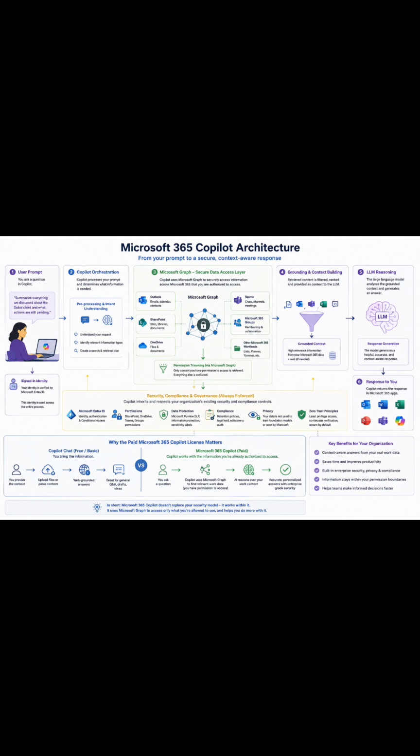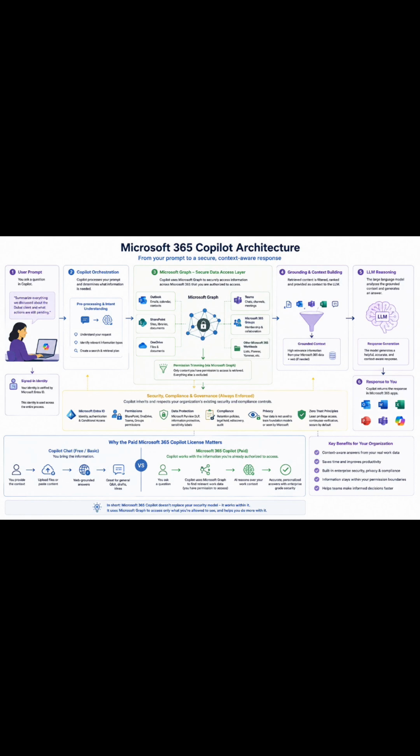Step 2, Copilot orchestration. Before it does anything else, Copilot processes your prompts. It tries to understand your request, identify what type of information it actually needs, and creates a search and retrieval plan. Step 3, and this is the core of the whole system, Microsoft Graph.